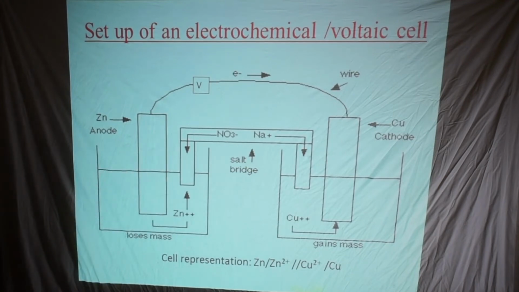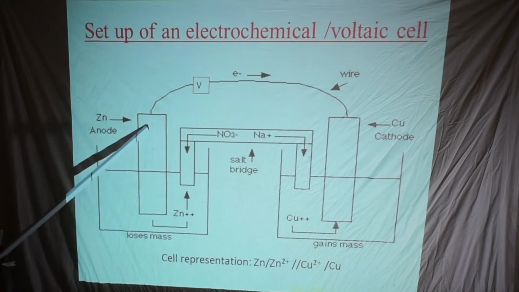Therefore, this now becomes a cell, because it is a complete circuit. This cell can generate electricity. Let us go back to what we said. When you dip in this way, this metal rod here will ionize.